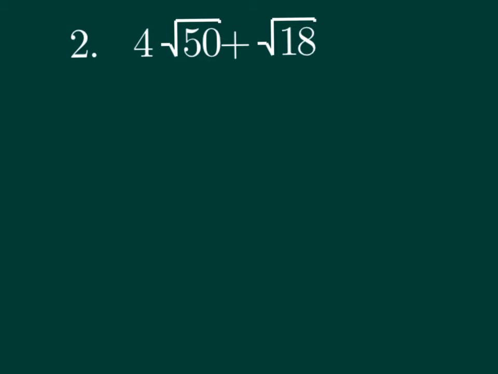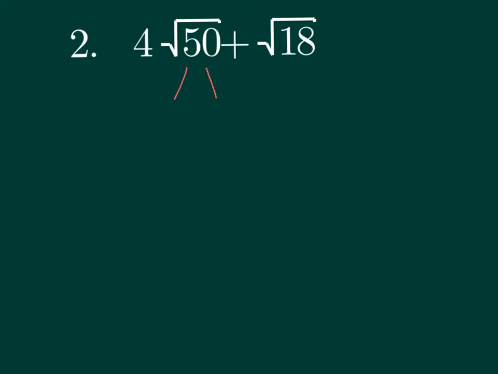Now if we notice on number 2, the square roots are different. We have a 50 in the first one and an 18 in the second one. So the way we're going to have to do this is we're going to have to simplify first. We're actually going to have to take care of our square roots like we did in our first two videos.